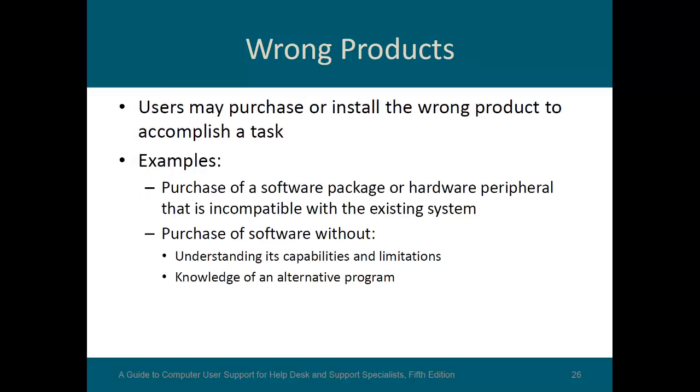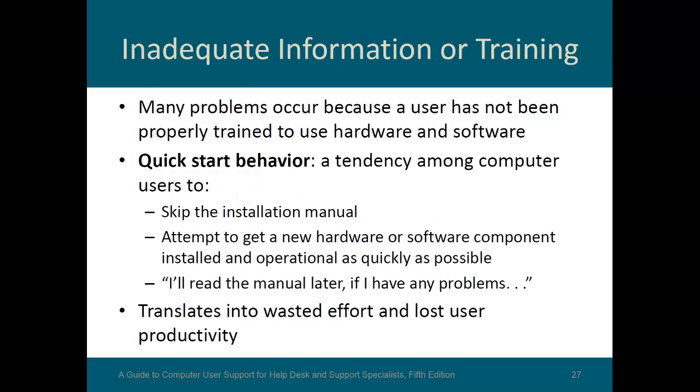The wrong products. Users may purchase or install the wrong product to accomplish a task. An example would be purchase of a software package or hardware peripheral that is incompatible with the existing system. Purchase of software without understanding its capabilities, limitations, knowledge of an alternative program. So make sure that your customers don't have the wrong product.